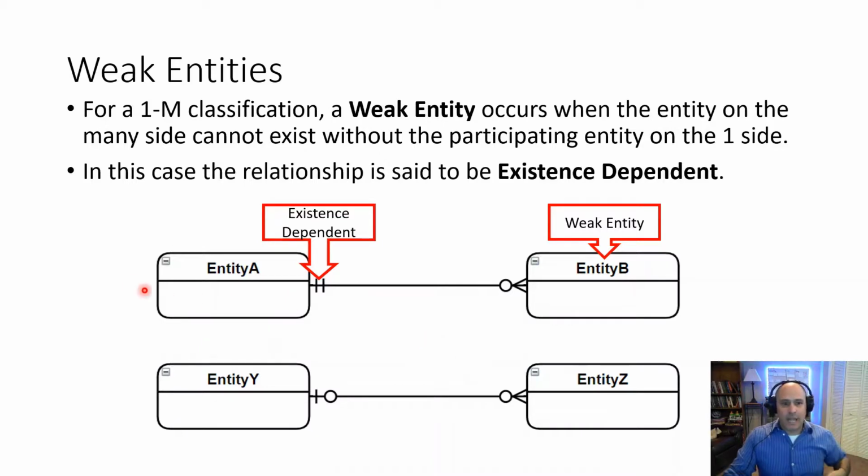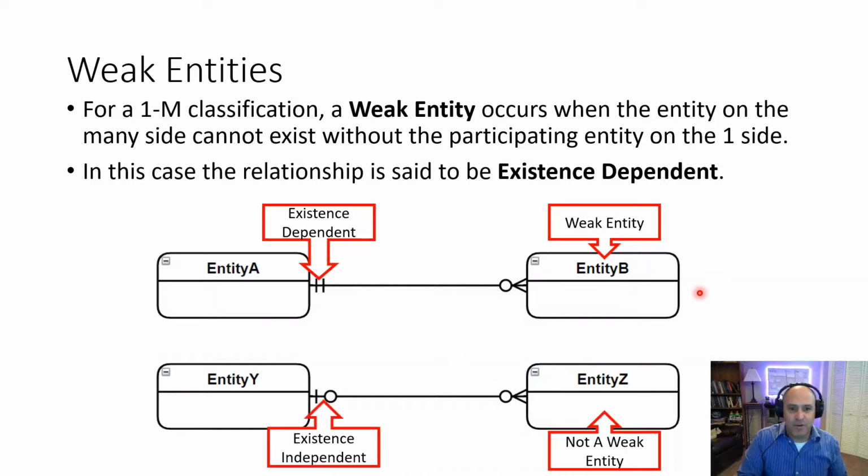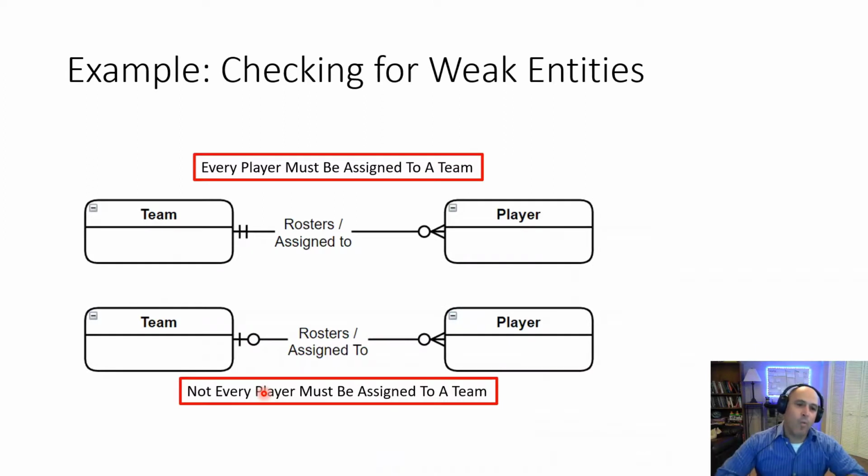This is more than likely the case that you will see. Most entities out there are weak. You will find very few entities that are not weak. And a not weak entity has a 0 or 1 on the one side of the one-to-many. And what that means, in essence, is that this entity Z can exist without a corresponding entity Y. So let's do a real-world example and discuss why this is something that you need to consider.